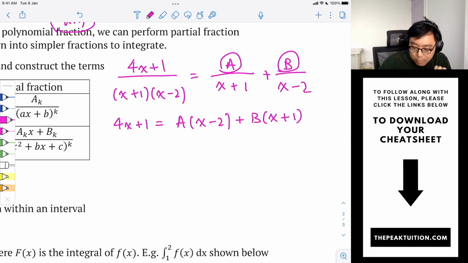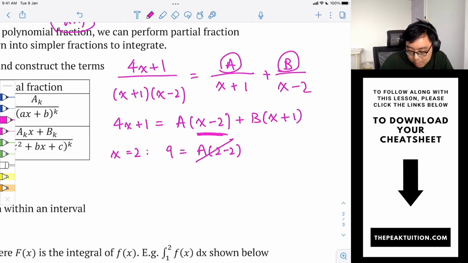So here we see that when x minus 2 is 0, our a disappears. So we choose x equals 2, so that x minus 2 equals 0, right? So x equals 2, we get 9 equals a(2 minus 2), this whole thing becomes 0, plus b(2 plus 1), which is 3. So b equals 3.